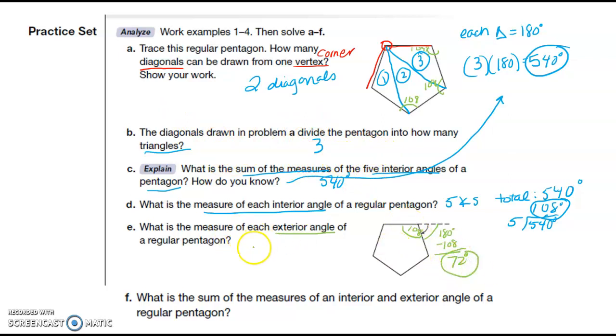The other way that I can do this is I know that all of the exterior angles add up to 360. If we could put all the exterior angles together, we would get a circle. So if I have 5 exterior angles and I want to figure out what each one is, I'm going to divide 360 by 5, and I get 72. So that's a couple different ways to find your exterior angles.